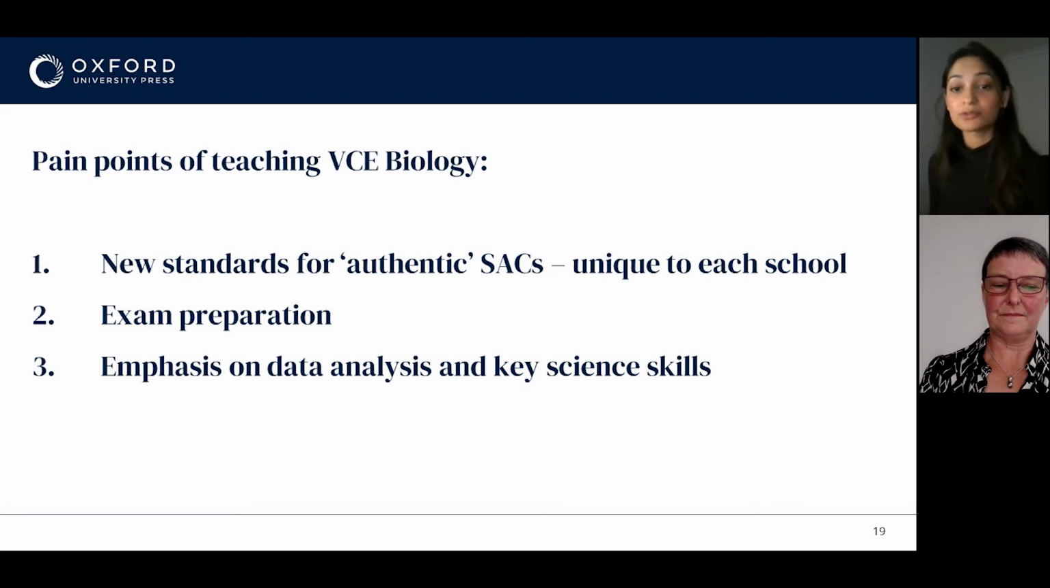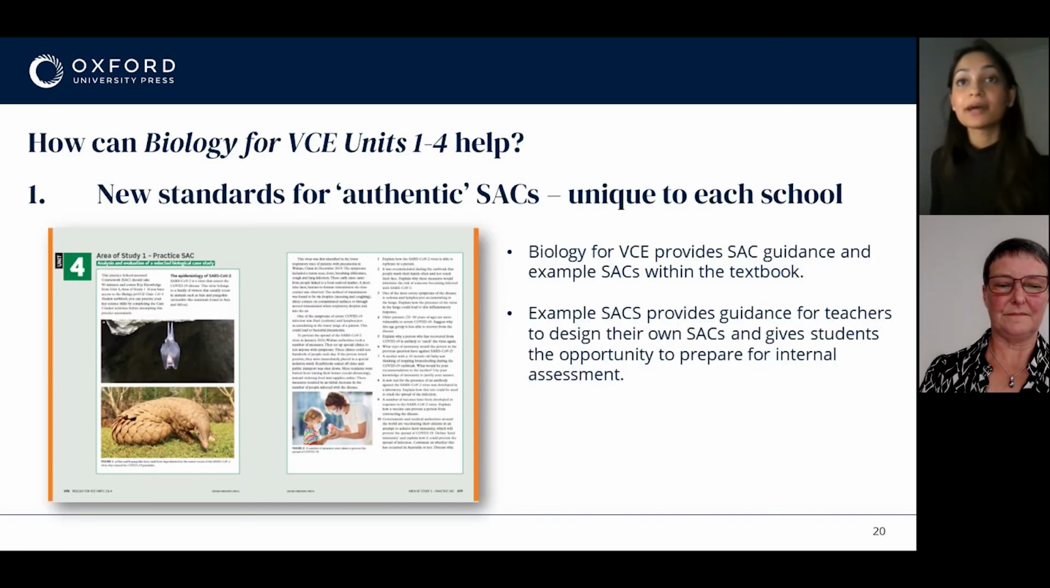So biology classrooms also often have students with varying levels of exposure to science. So some might have done a lot of science in the lead up to taking bio, and others not so much. So there's always going to be that variation in how practiced a student is at using key science skills or analysing data. Okay, so how can Biology for VCE Units 1 to 4 help?